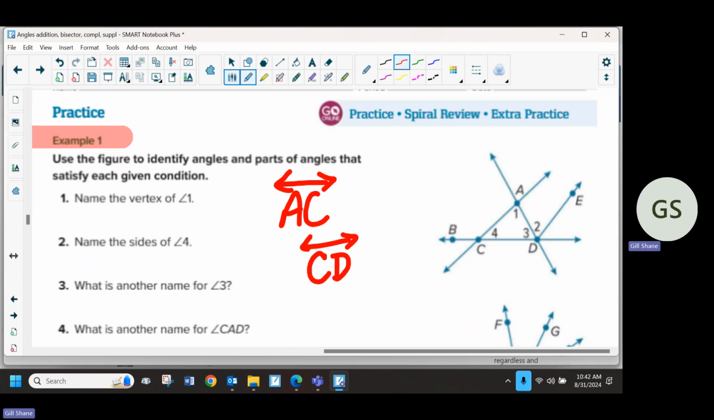And you could flip the order of the letters. The AC line makes up part of it. The CD line makes up part of it. And that's your angle.